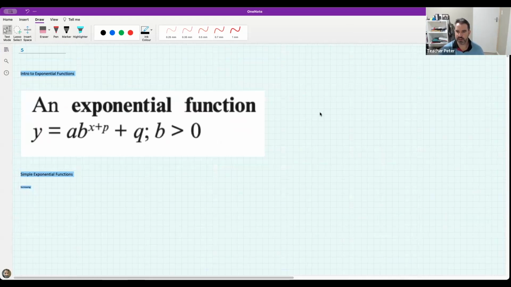Going to start with exponential. Okay, also done. All right, you know what? We're going to start with exponential functions.